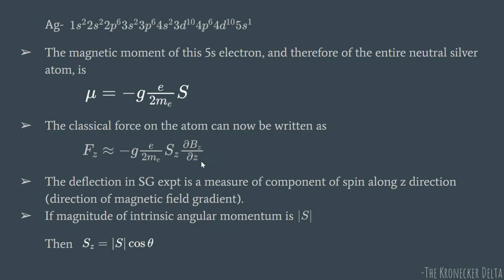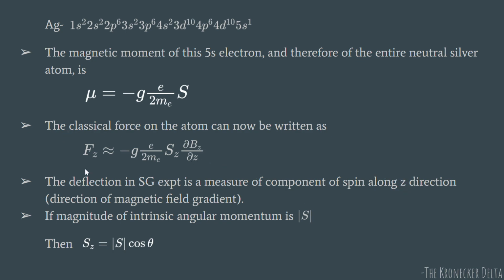Now what we observe is this deflection. The greater the force, the greater the deflection. So this deflection in the Stern-Gerlach experiment is a measure of the component of spin along the z direction. Yes, z direction is the direction of the magnetic field gradient. We could have set up this magnetic field gradient in any arbitrary direction, but to begin with, we took the convention to start in the z direction. So the magnetic field gradient here is in the z direction.